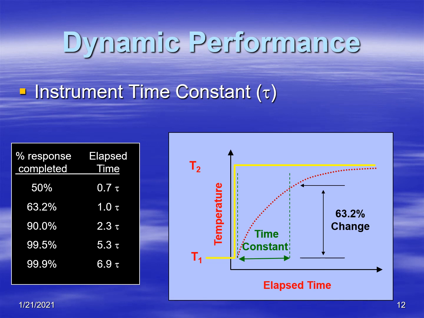So in other words, if you're looking at a change in temperature from 0 to 100 degrees Celsius, from an ice bath to boiling water, 63.2% would be a change in temperature of 63.2 degrees Celsius. So when the thermometer reaches 63.2 degrees Celsius, measure that time, and that is your time constant.